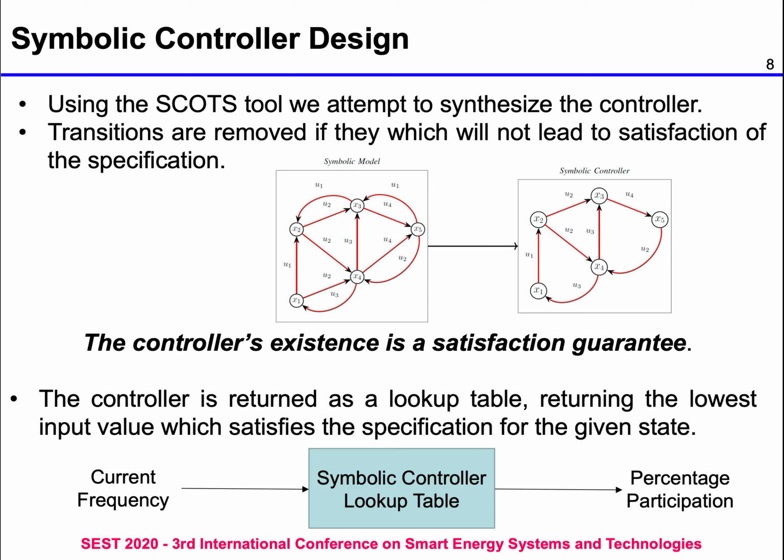For our system, we treat the states to be the current frequencies or the frequency points, and we treat the inputs as the percentage participation of the EVs in the control. So we would pass in our current frequency to the controller. The controller would use the lookup table, and it would find a value which is then going to be used by us as an input, as a percentage participation in our system for the next state transition.